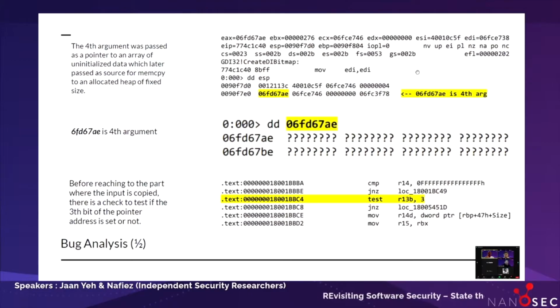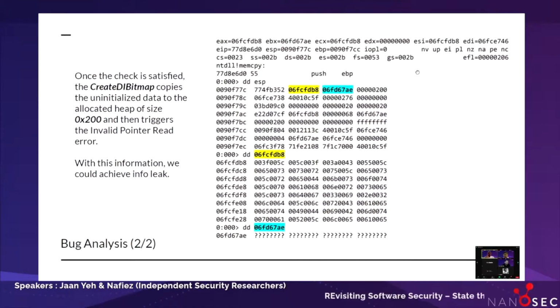So the culprit here is 6F6D67AE, which contains an invalid value, the question mark if you see on the big screen. How does it happen? Let's take a quick overview. Before reaching the part where the input is copied, there is a check to test whether the third bit of the pointer address is set or not. If you look at the disassembly code, there's the check that tests whether that bit of the pointer address was set.